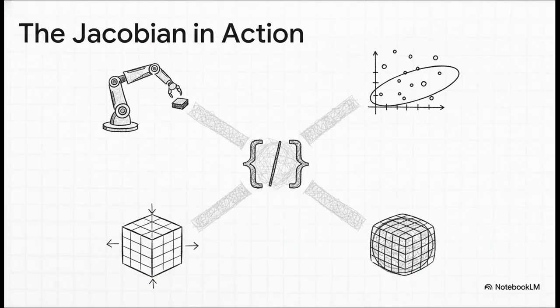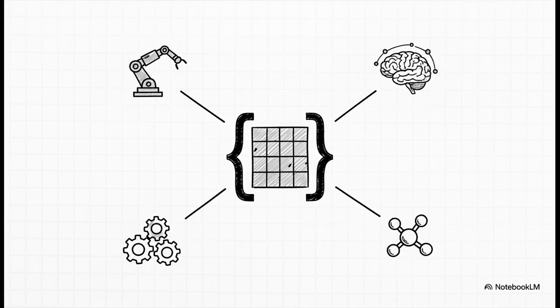In robotics, it's translating joint speeds into hand speed. In data science, it tells us how tiny little errors in our measurements are going to affect our final results. In physics and engineering, it's describing how materials bend and stretch under stress. And in computer graphics, it's the magic that lets you wrap a flat picture realistically around a curvy 3D model. It is everywhere.